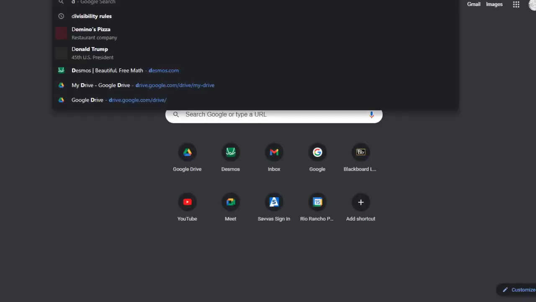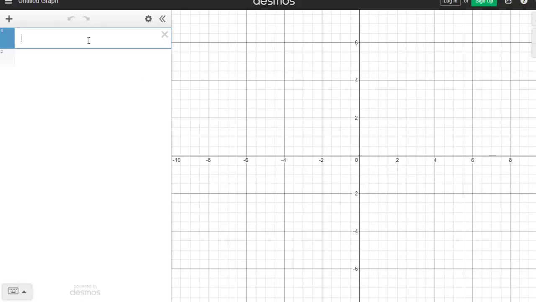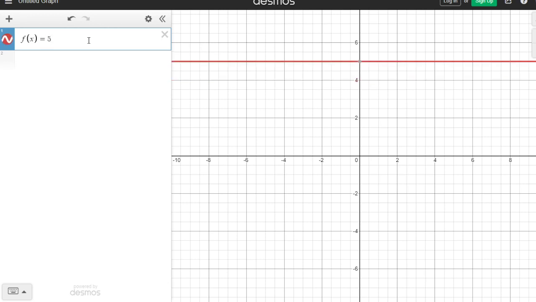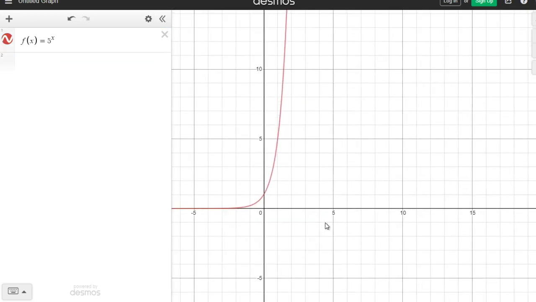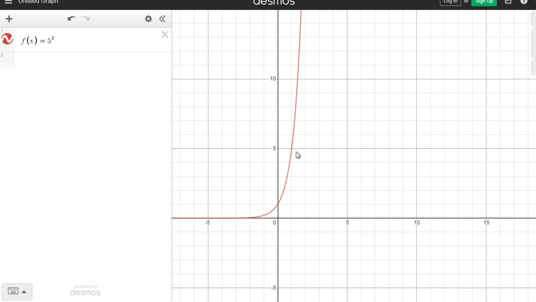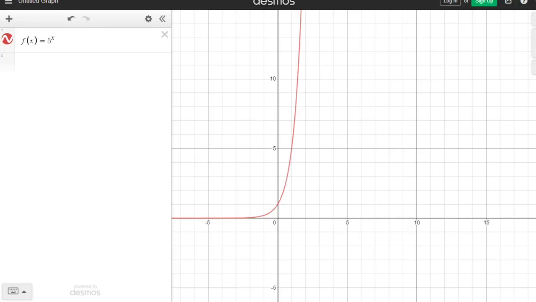So what I'm actually going to do is take you to Desmos, and let's take a look at this function. f of x equals 5 to the x. All right, so there is our exponential graph. You can see it's asymptotic to the x-axis. So our question's asking us about 1,000 computers on the network. The x-axis is the amount of hours and the y-axis is the number of computers.